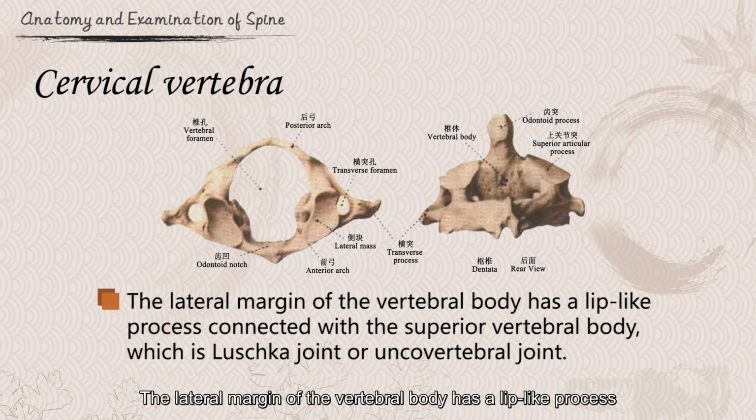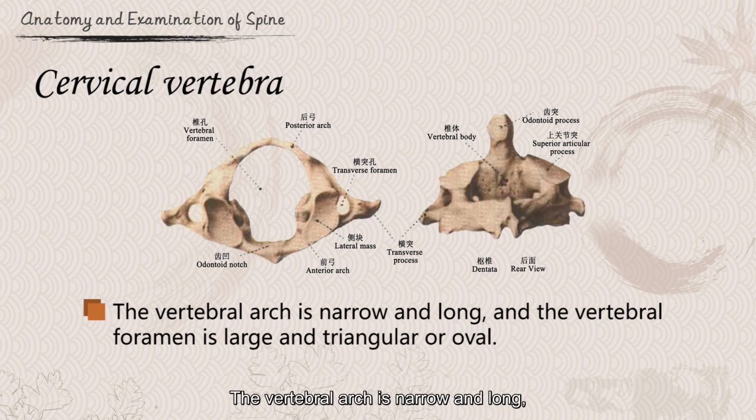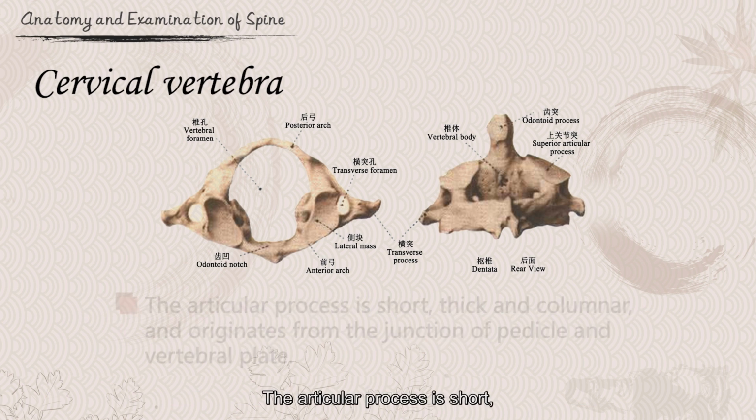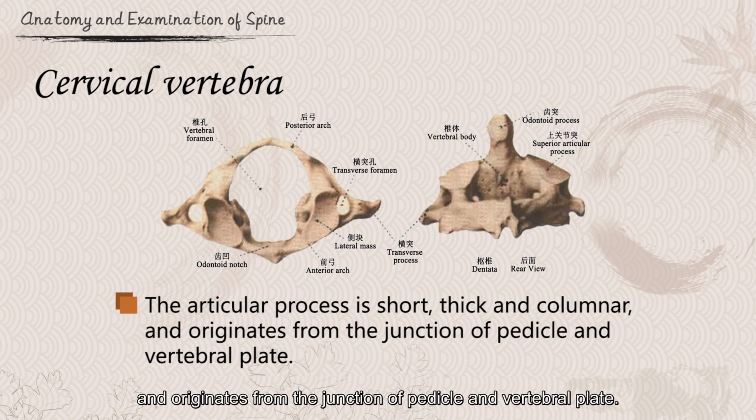The lateral margin of the vertebral body has a lip-like process connected with the superior vertebral body, which is a Luschka joint or uncovertebral joint. The vertebral arch is narrow and long, and the vertebral foramen is large and triangular or oval. The articular process is short, thick, and columnar, and originates from the junction of pedicle and vertebral plate.